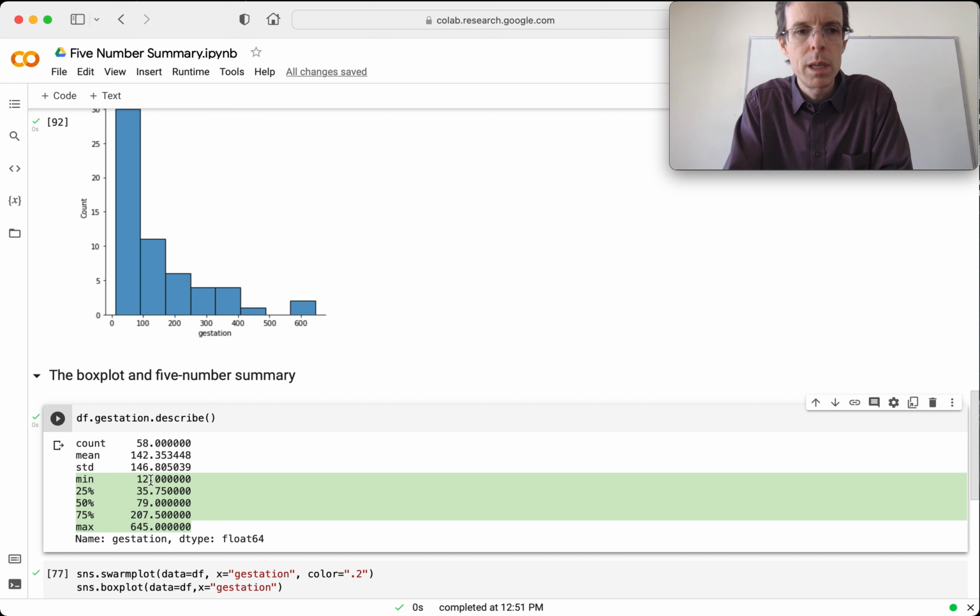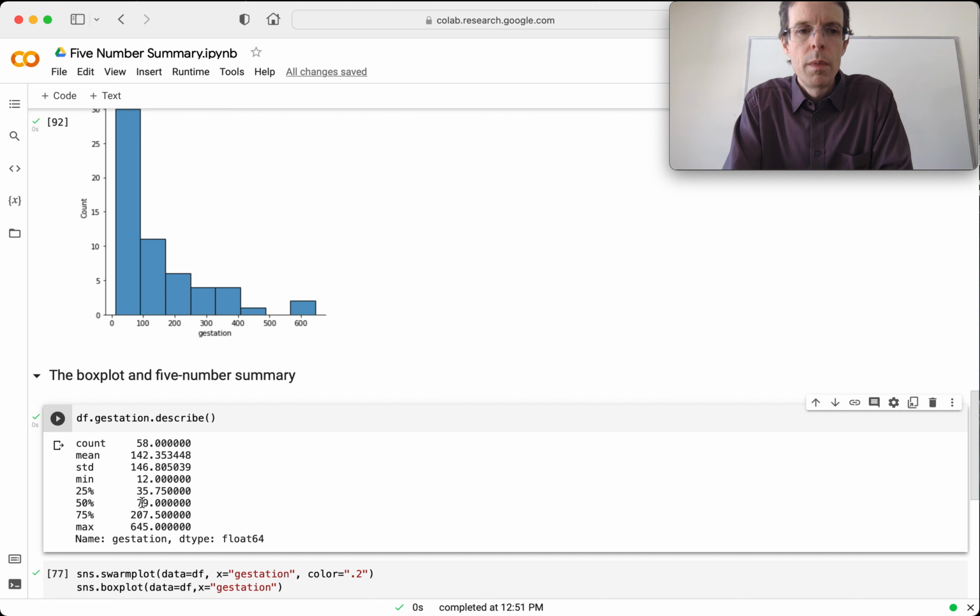We've calculated the min gestation period to be 12, the max gestation period to be 645, and we've calculated Q1, Q2, and Q3. Now, before we go on to a plot of this data, I'd like to talk about why we would compute all of these 3 things, and how we would use them to understand the data.